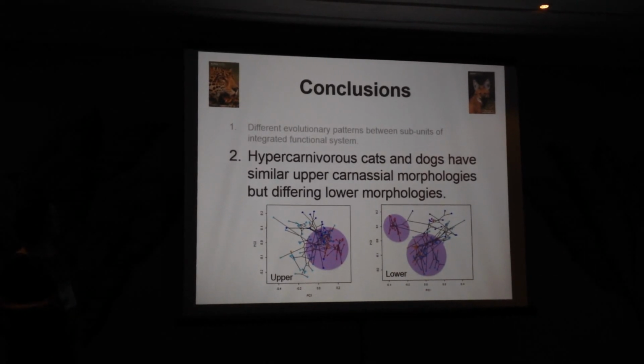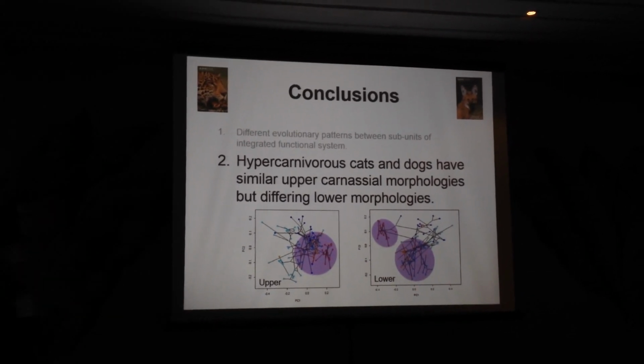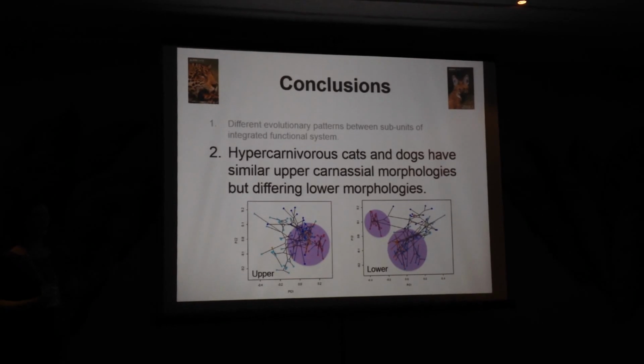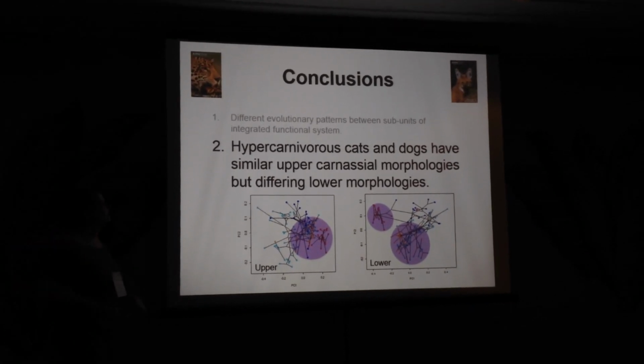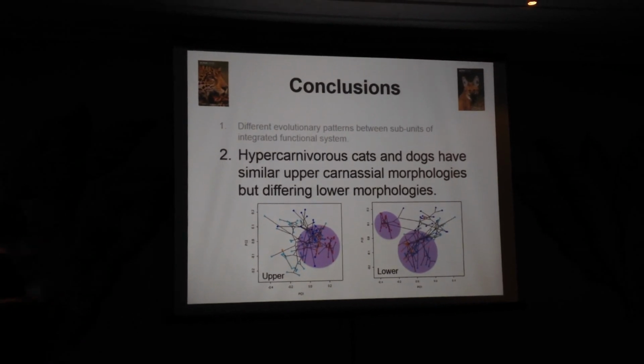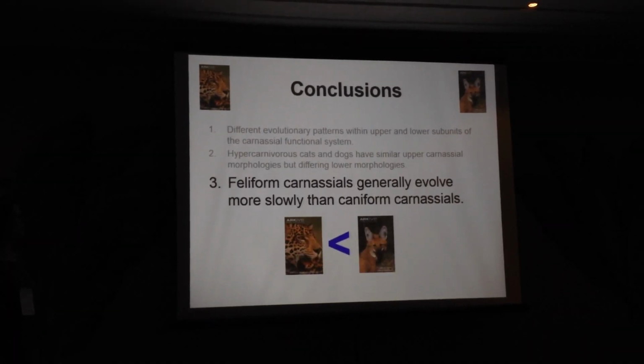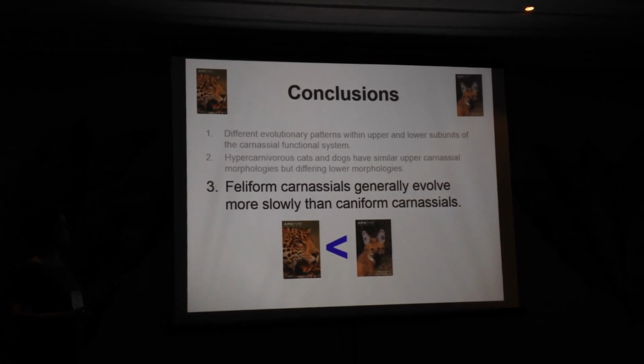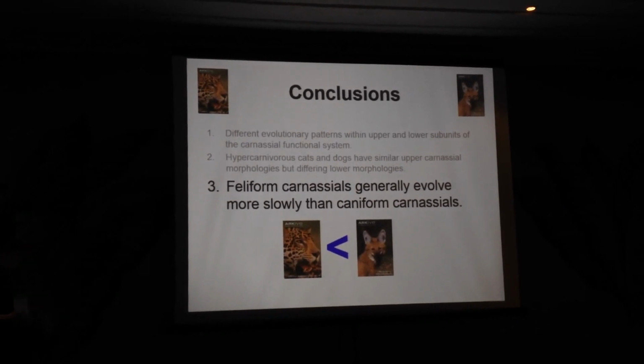Related to this, we get that the hypercarnivorous cats and dogs have similar tooth morphologies in the carnassials in the upper portion of their mouth. They're both elongating their teeth in the same way, but in the lower it's different. And then finally, in general, we get feliforms evolving at lower rates.